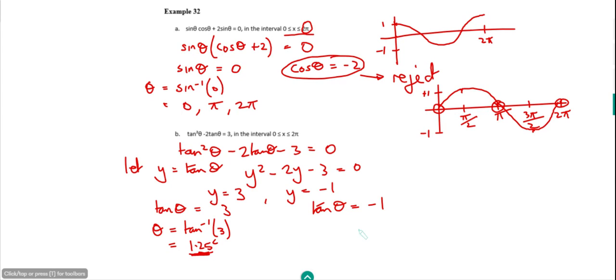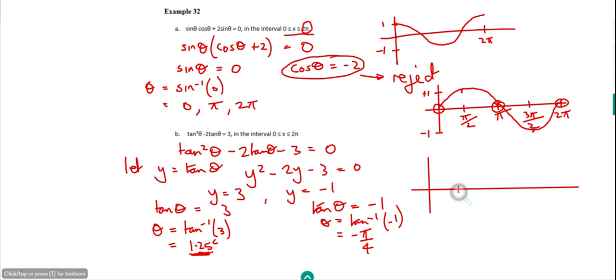But there'll be other values, and if we do the same with this one, theta is going to be tan minus 1 of minus 1, and what the calculator will give us is that theta is equal to minus pi by 4. So to get all the values, the best way is to draw the graph again. So here we are.